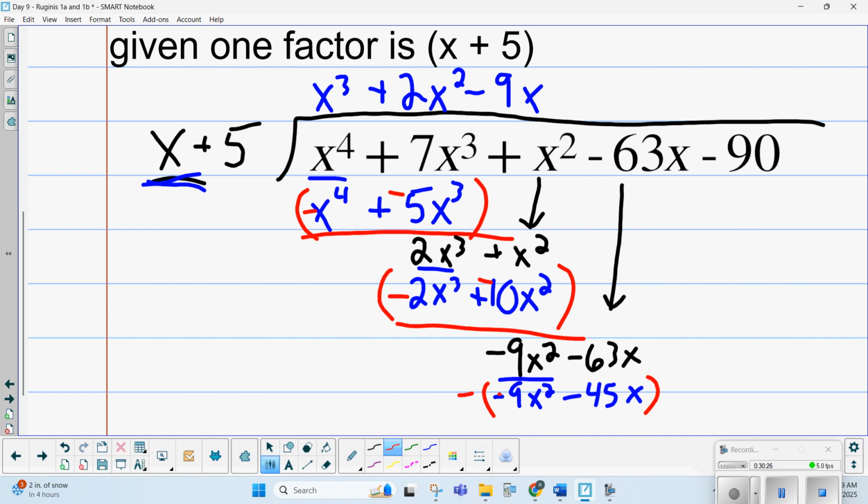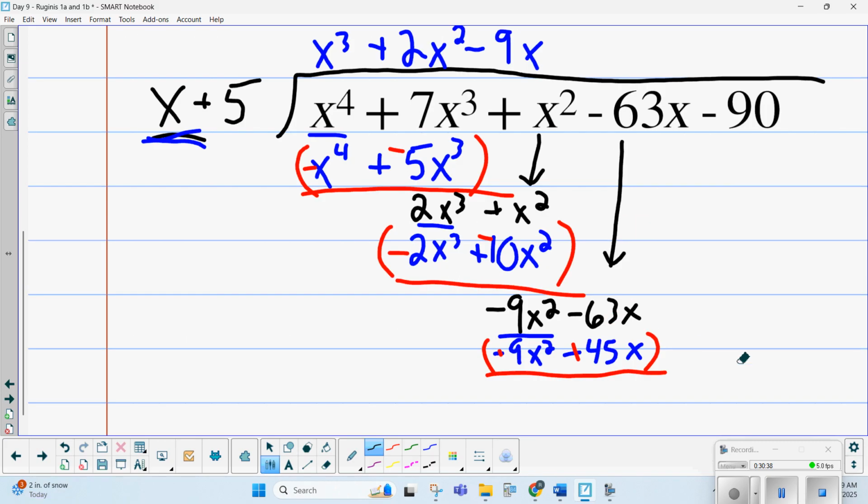All right, distribute the negative, that becomes positive, that becomes positive. So let's see, negative 9x squared and 9x squared cancel. Negative 63x and positive 45x, that's going to become negative, what is that? Negative 18, I think. Negative 18x. Bring down the negative 90.